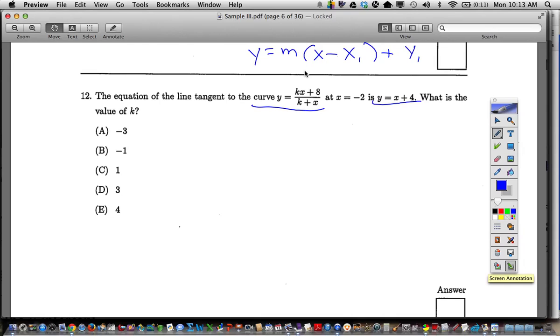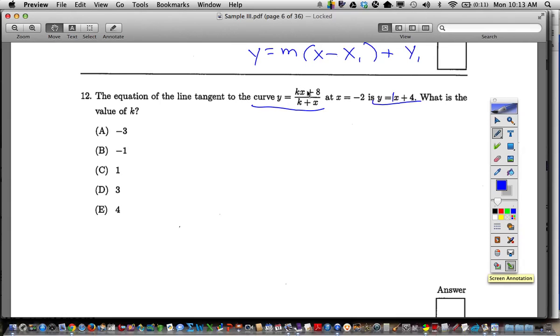They tell you at x = -2, and right here you can see that the slope of this line is 1. So that tells you this derivative has to equal 1. That's what you've got to do. You just do that derivative, because this is the tangent line, it has a slope of 1, and that's the same slope as the derivative, because the slope of the tangent line is the derivative.